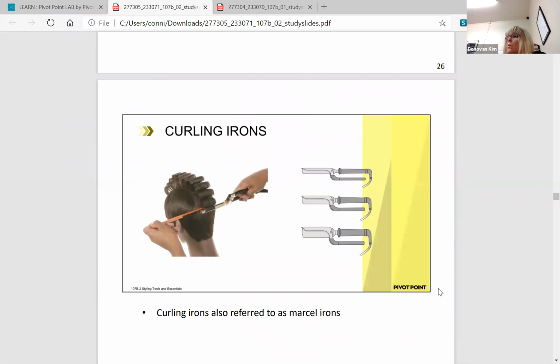So thermal irons are used on dry hair. Okay, it's going to temporarily create whatever style you're going for until it gets wet again. So they're only temporary. With a good type of curling iron, you're going to find that the handle will swivel so that the cord won't get twisted around as it turns.